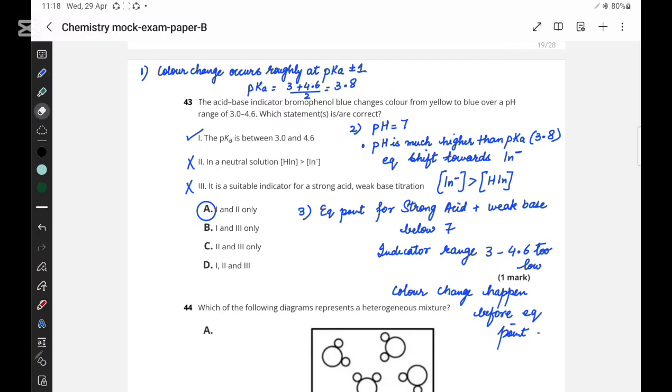And one thing which we have done wrong here, this third option is basically correct because they are saying the equivalence point for strong acid and weak base is below 7. So the indicator range falls between 3 to 4.6, and color change happens before equivalence point. So this third option is correct. So the answer is going to be B. This is going to be the right answer.